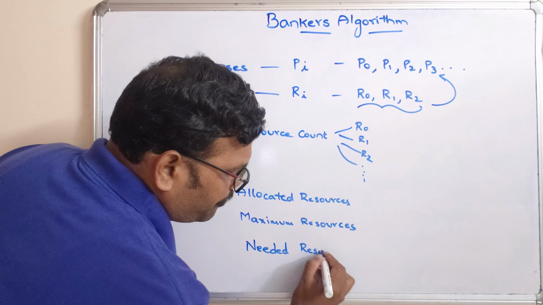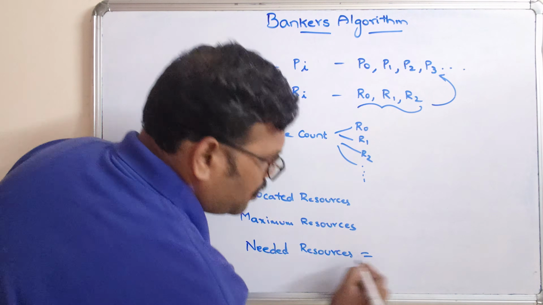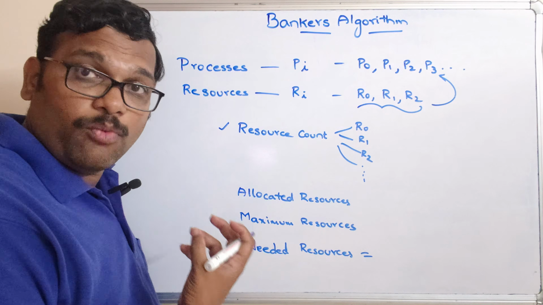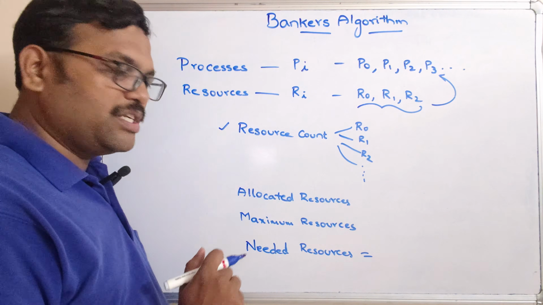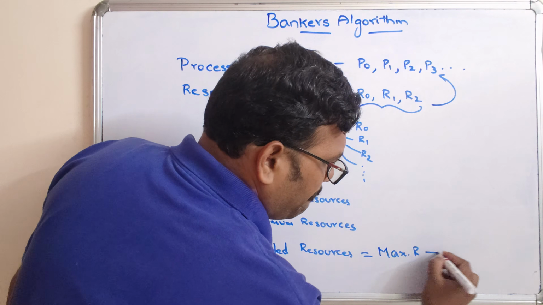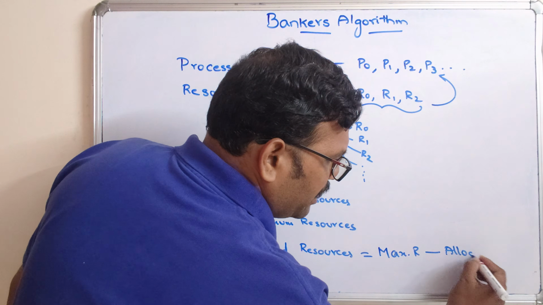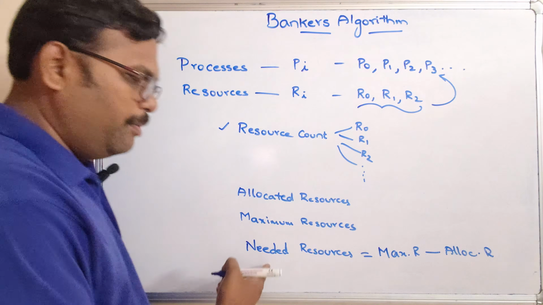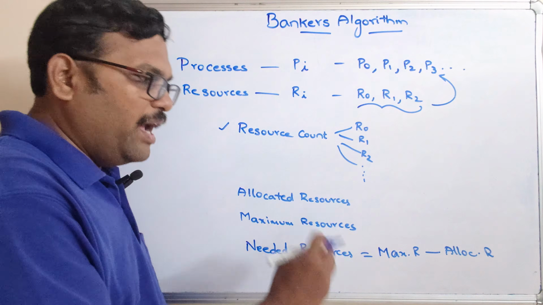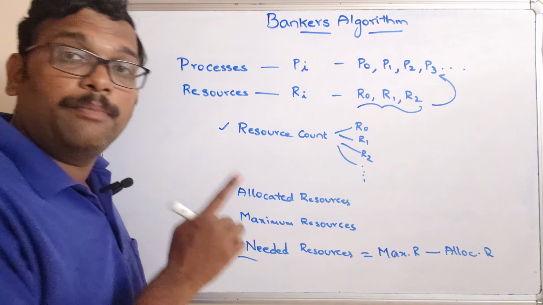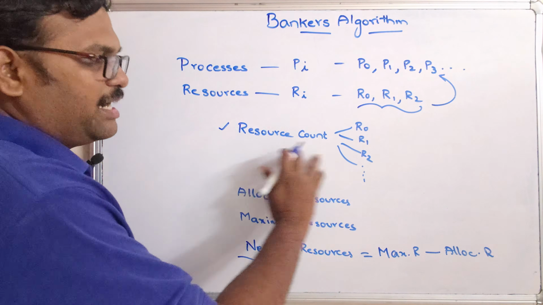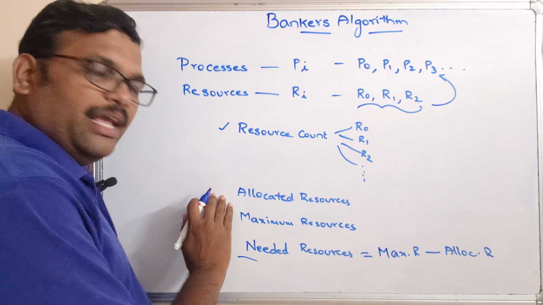needed resources. So we know the allocated resources, we know the maximum resources that a process requires. So the needed resources will be maximum resources minus allocated resources. So we'll be getting the needed resources. That means some of the resources are already allocated to the process and it requires these many resources to complete its execution.